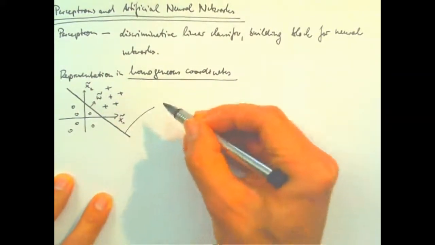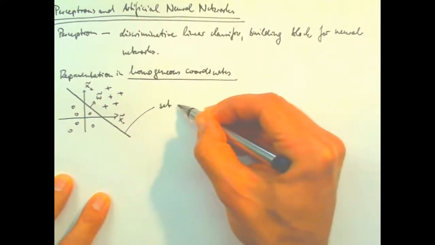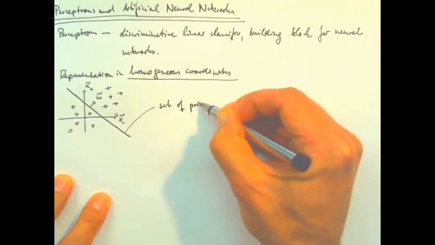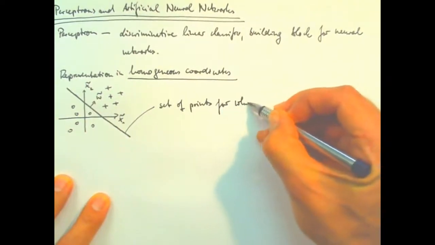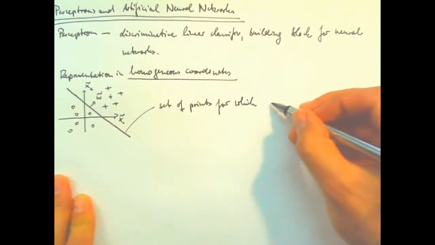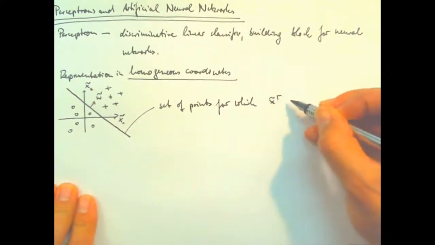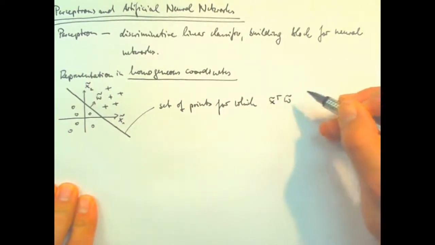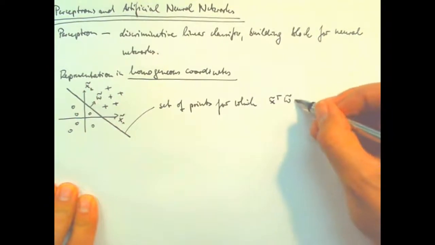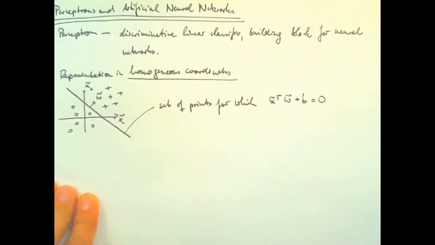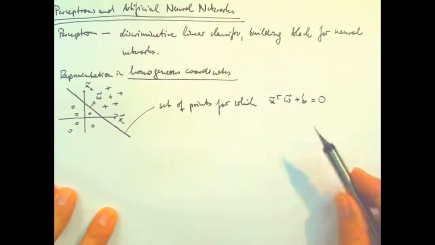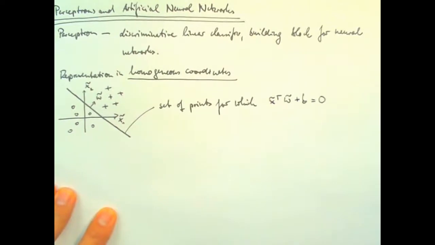This classifier, or the decision boundary, is a set of points for which the following equation holds. So x tilde transposed w tilde. We will get rid of the tilde soon. Plus b equals 0. So b tells me how far away I am from the origin, or minus b tells me how far I am from the origin.